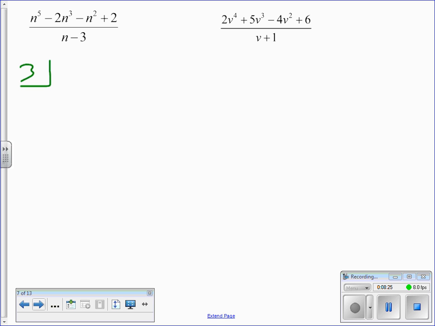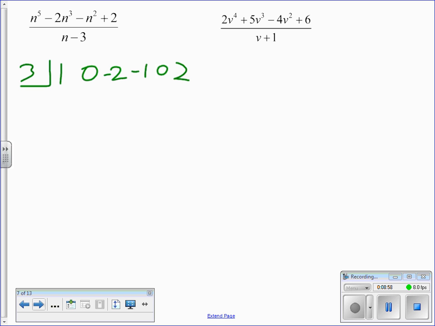So how many n to the 5th do I have? I have 1. How many n to the 4th do I have? 0 n to the 4th. I have to put that 0 in because I have to have a place marker for every power. And then I have -2 n cubes. How many n squareds do I have? I have a -1 n squared. And then how many n's do I have? A 0. And then I have to have the 2 at the end.